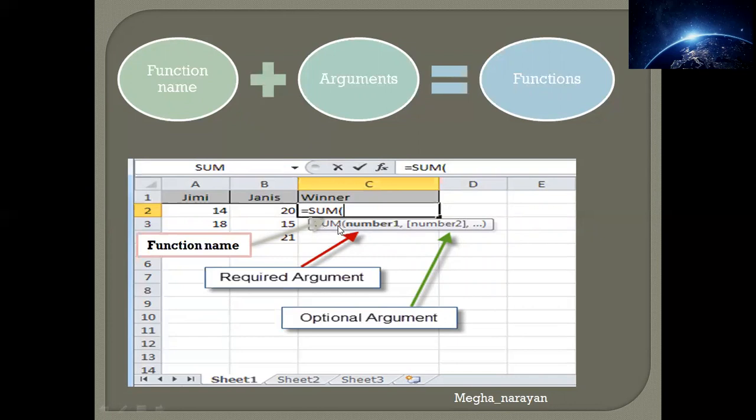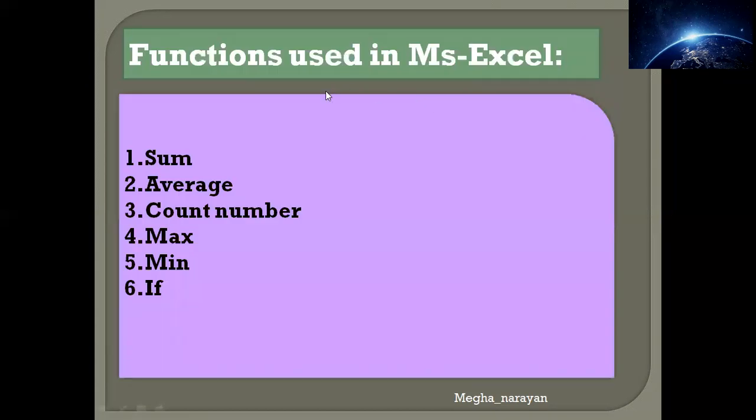In this case, sum, which is written over here, is the name of the function, while these two are the required arguments. Don't get caught up on this term, required argument, optional argument, don't worry. You can simply term them arguments. Function name plus arguments together make up a function. So moving towards the next one, functions used in MS Excel.